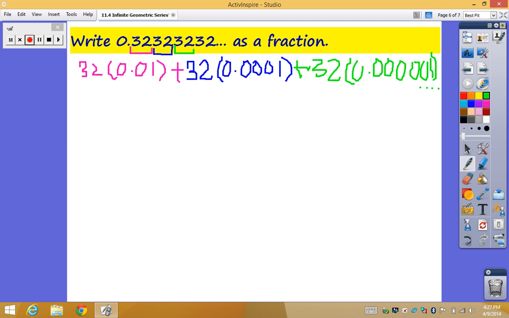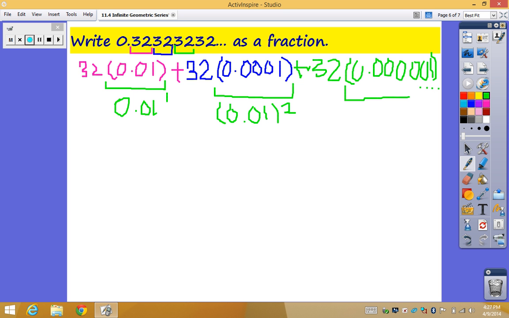What you'll notice is that this section here is 0.01 to the first power. This section here is 0.01 squared. This one here, 0.01 to the third power. So we have now just determined that our r value is 0.01.